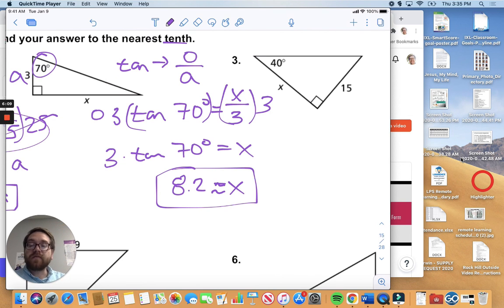So a lot of these are solved very similarly. You just have to determine, am I using sine, cosine, or tangent, and then know how to solve it after you set it up. And so that's what we'll be continuing to work with, is using these trig ratios to find the unknown side lengths.